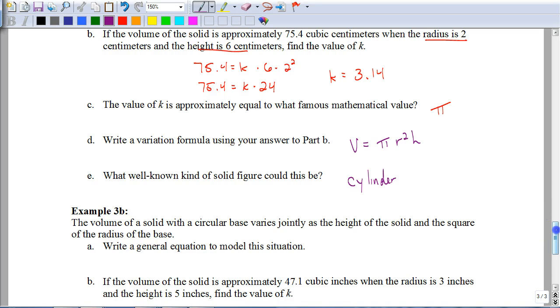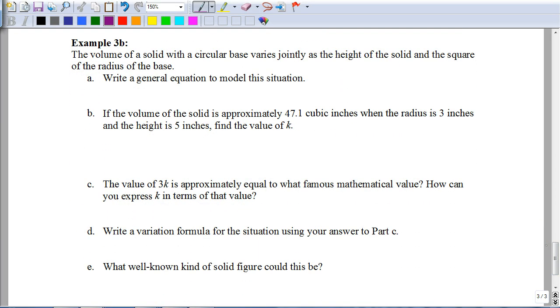Okay, why don't you guys work this problem out, this last example. So pause the video and then we'll check your answers here in a minute.